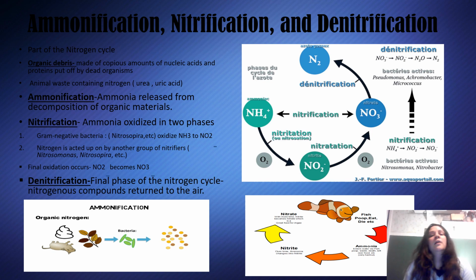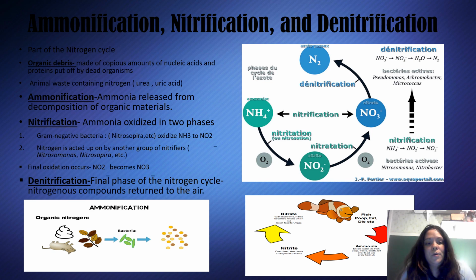All right, moving on. Next, we're going to go over ammonification, nitrification, and denitrification. This is going to be part of the nitrogen cycle. Organic debris made of copious amounts of nucleic acids and proteins is put off by dead organisms. Animal waste contains nitrogen, as I said before, like in the urine or the uric acid. Ammonification is where ammonia is released from the decomposition of organic materials. So when materials like animals start breaking down and decomposing, that's when ammonia is released.